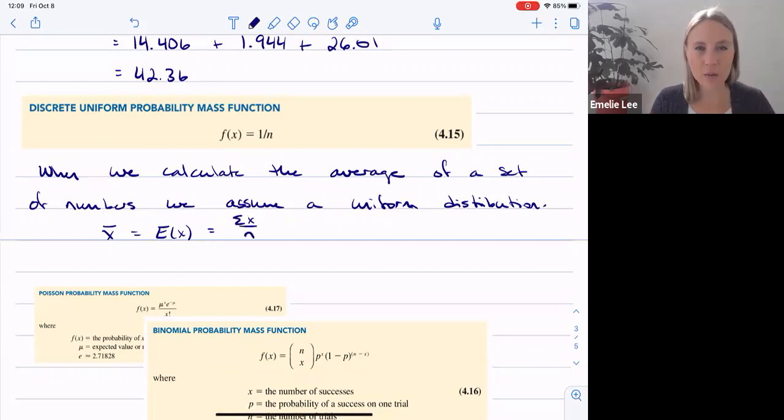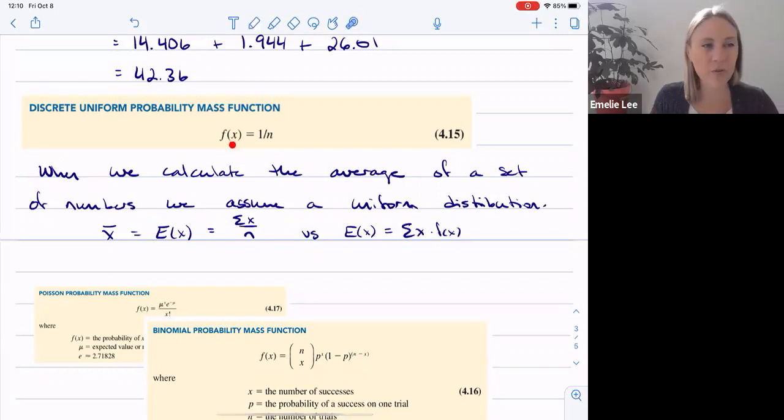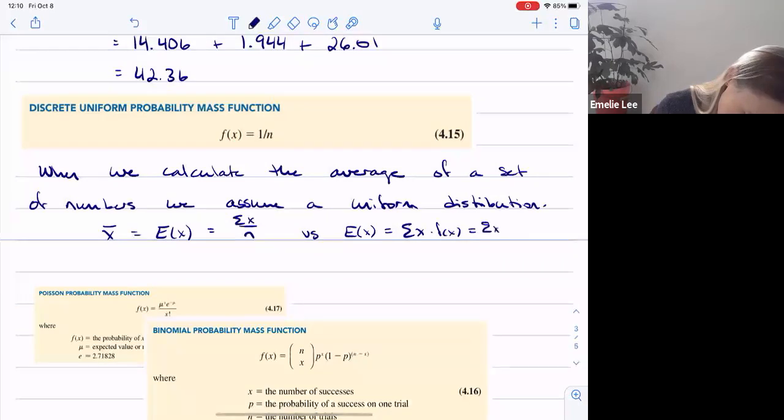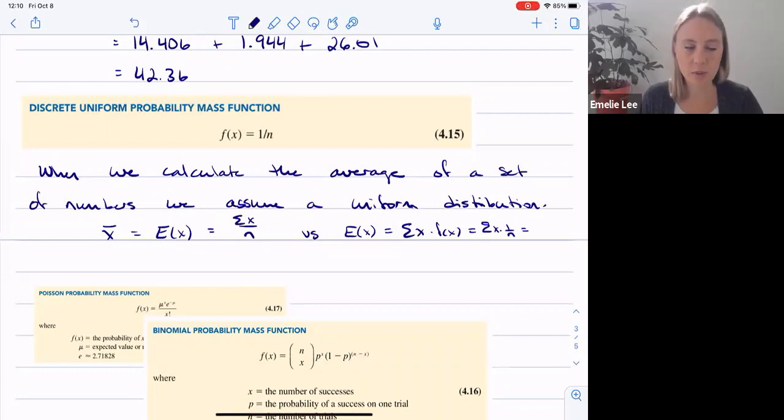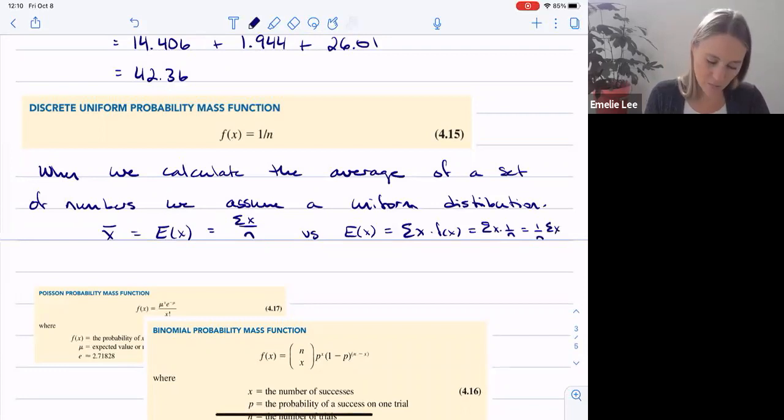But if we think about versus the expected value of X, it's the sum of the X's times f of x. For a uniform distribution, we're told that f of x is just 1 over N. And so this is going to be the sum of the X's times 1 over N. That constant can just be brought outside, so then it becomes 1 over N times the sum of the X's, but that is exactly what we have here.